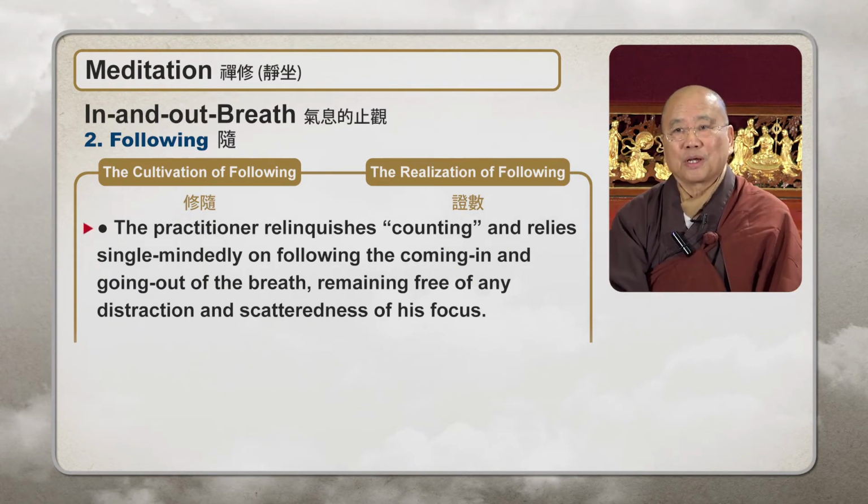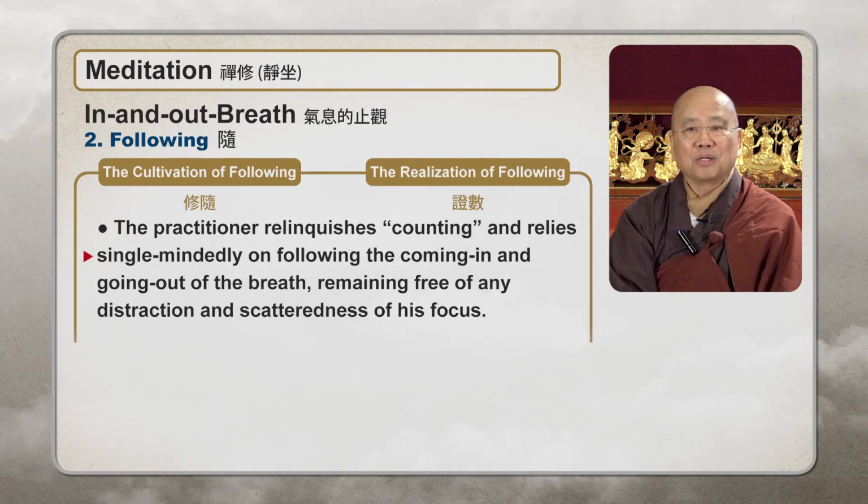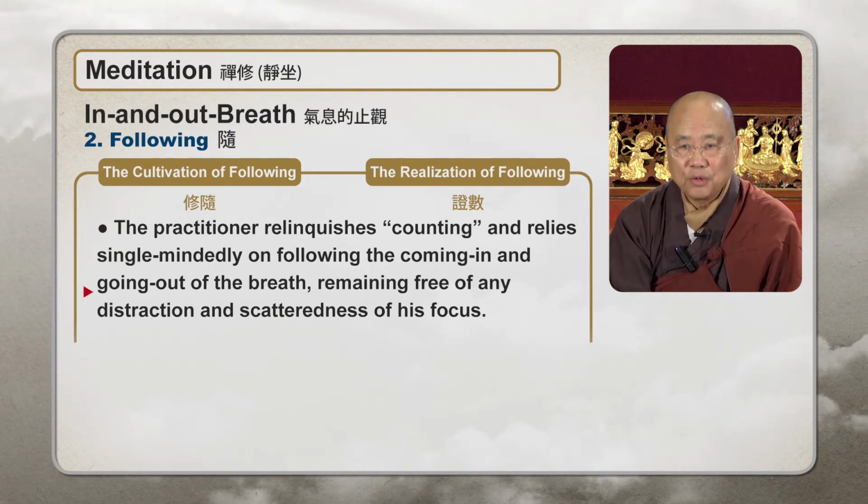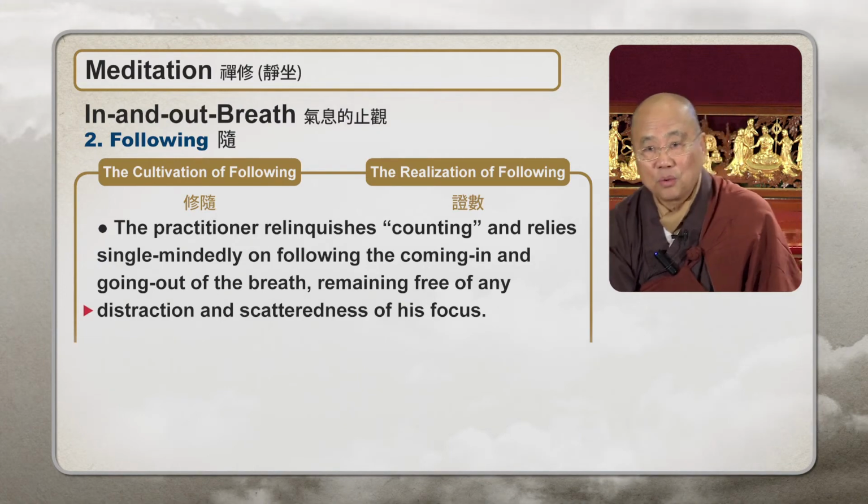The practitioner relinquishes counting and relies single-mindedly on following the coming in and going out of the breath, remaining free of any distraction and scatteredness of his focus. What does that mean? Now you don't count anymore because the count is too coarse an activity. What do you do? You follow the breath through. Now the breath comes into my nostrils, or it hits the nostrils. It wriggles the hair in my nostrils. I can feel it, and it gets to my throat. Now it comes down to my lung. It gets all the way down. It permeates my body, and it goes to my belly button. It permeates everywhere.